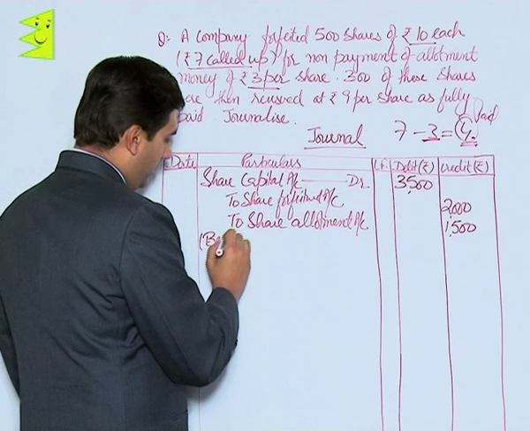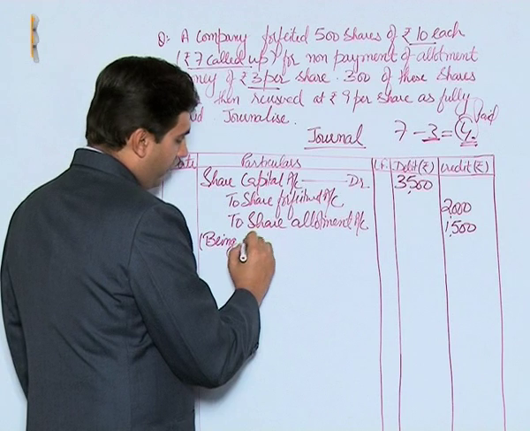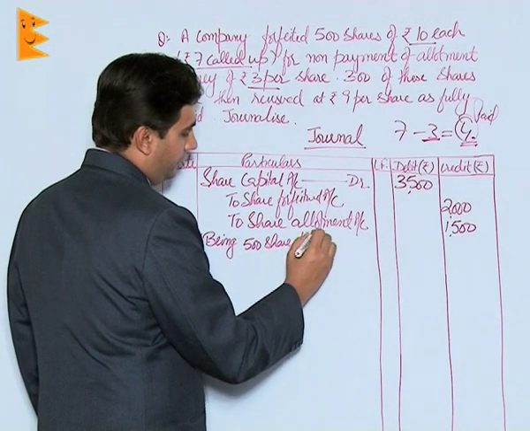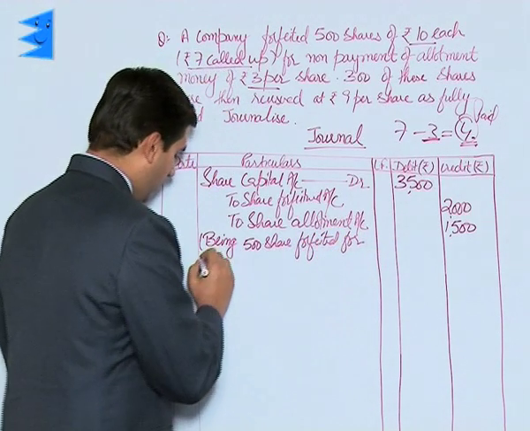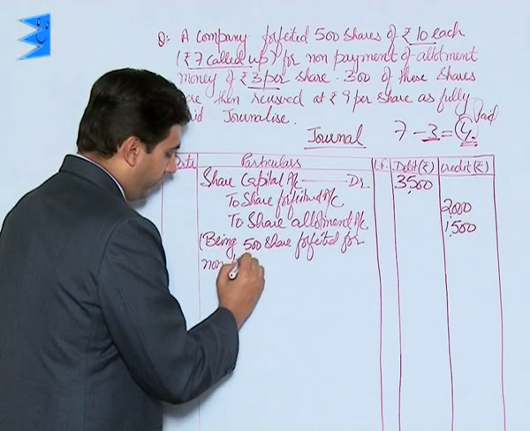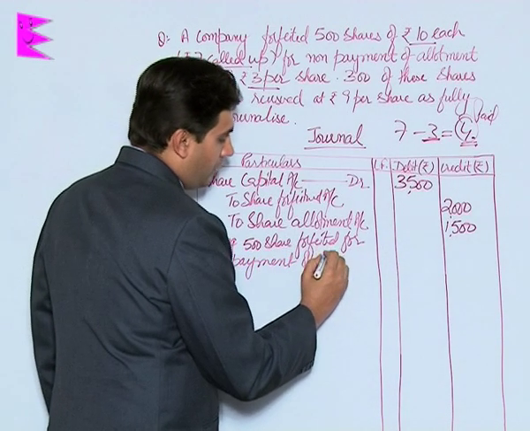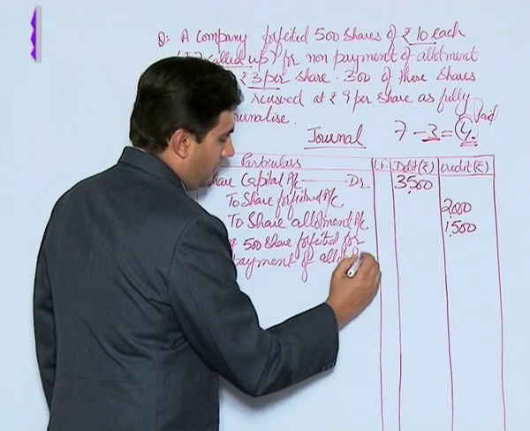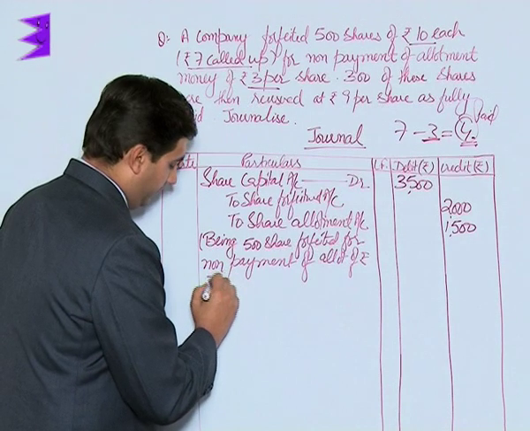Narration being: 500 shares forfeited for non-payment of allotment of rupees 3 per share.